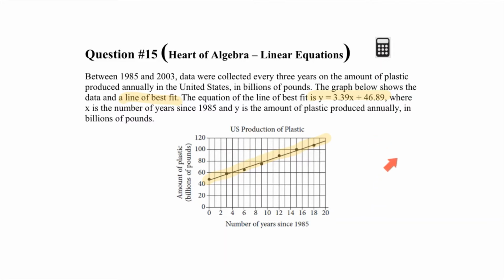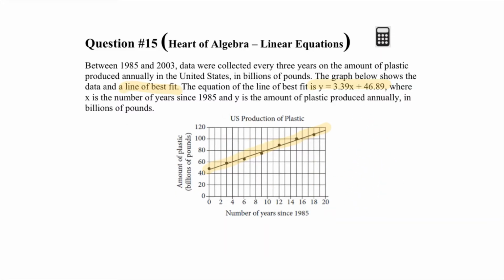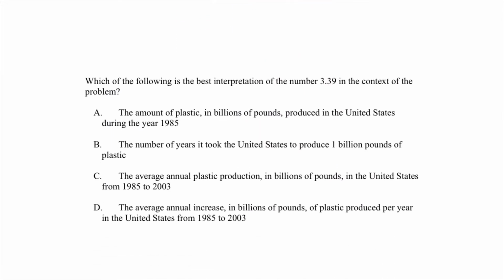Okay, so what is the question? That was just the explanation until here. Let's check the question now. Which of the following is the best interpretation of the number? What does interpretation mean? Simply, you are supposed to figure out what 3.39 means in the context of the problem. Okay, so let's go up and check this.